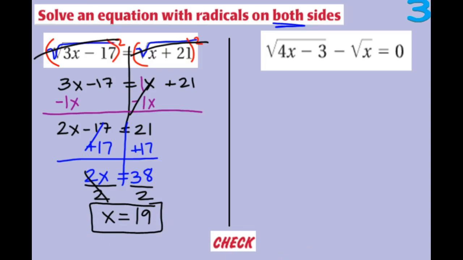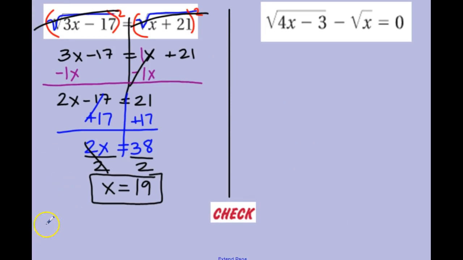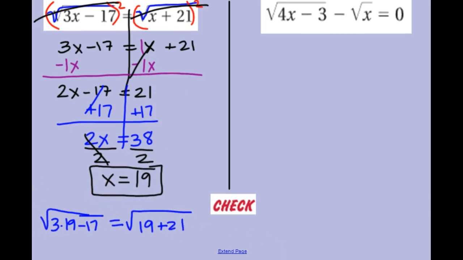So if you want, again, plug it back in to double check you got the right answer. It says the square root of 3 times 19 minus 17 on one side. And over here I have the square root of 19 plus 21. Again, just double checking it, make sure we got the right answer.